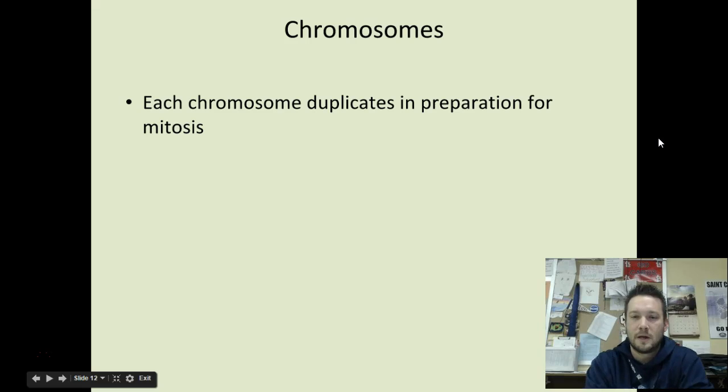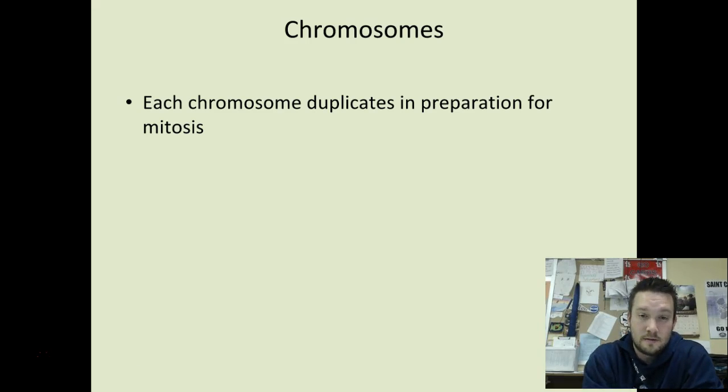Each chromosome duplicates in preparation for mitosis. Mitosis we're going to talk about in our last objective this semester in December, and it is the process of how cells replicate themselves. It's how we grow. You're made out of trillions of cells that all started from one, and they have to divide in order for you to grow. So part of that process is DNA copying itself. That's called replication or duplication.